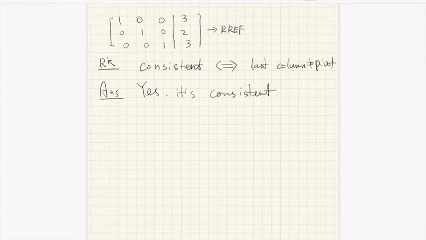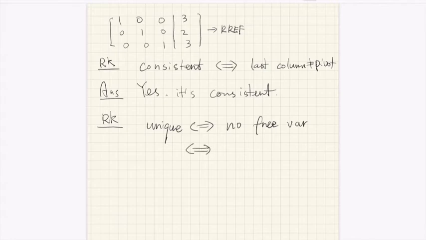Now, next, the third question is about uniqueness. So for the uniqueness rule, we have the following. If a system is consistent, then the uniqueness holds if and only if there's no free variables. But what do we mean by free variables? If we recall its definition, the free variables are the variables corresponding to non-pivot columns in the coefficient matrix. In other words, this is the same thing to say there's no non-pivot column in coefficient matrix, not augmented matrix.